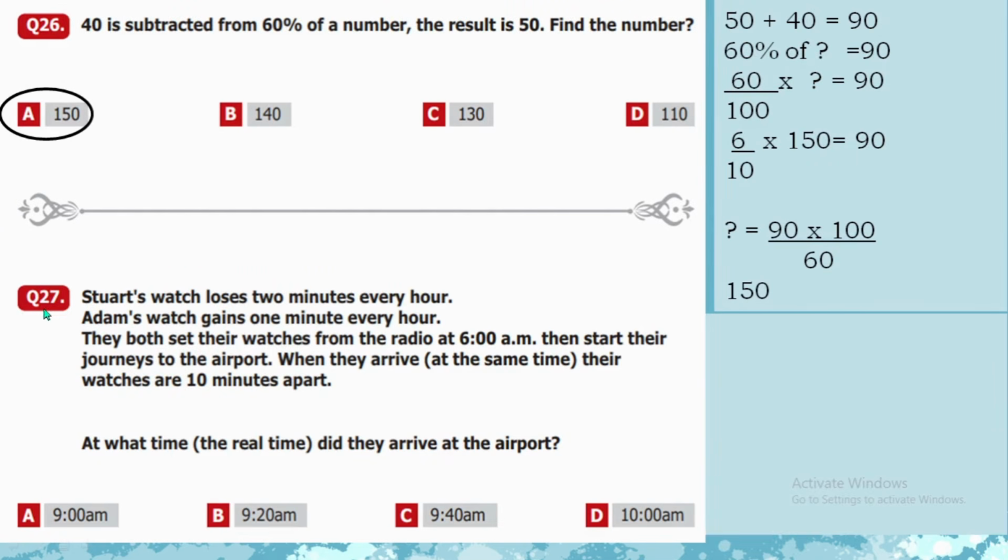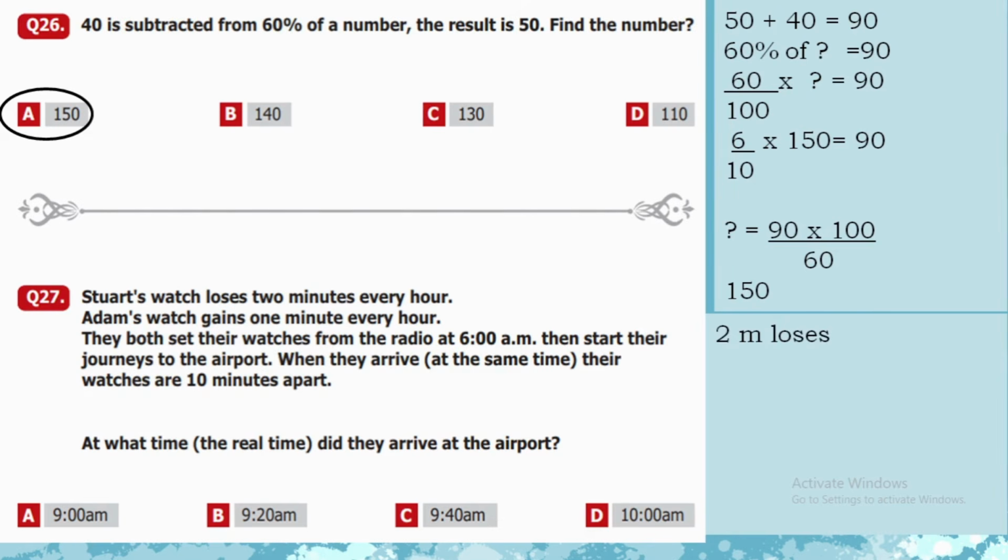Question number 27. Stuart's watch loses 2 minutes every hour. Adam's watch gains 1 minute every hour. They both set their watches from the radio at 6 a.m. Then they start their journeys to the airport. When they arrive at the same time, their watches are 10 minutes apart. At what time, the real time, did they arrive at the airport?